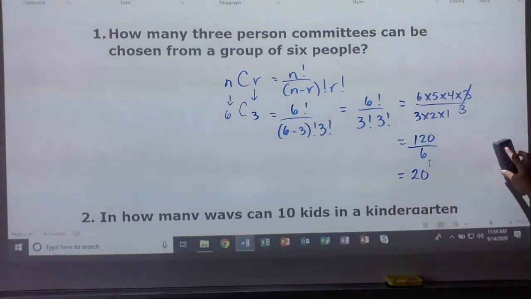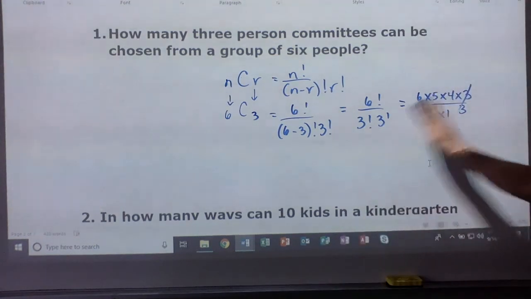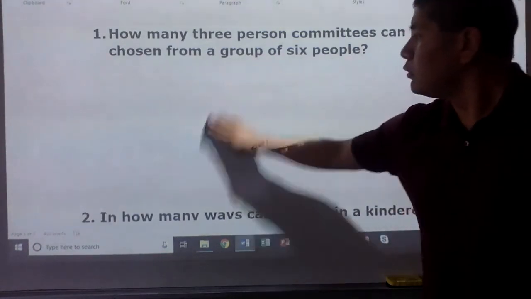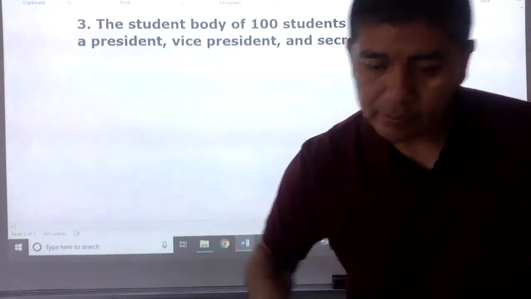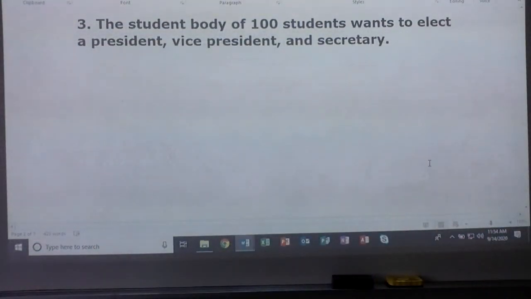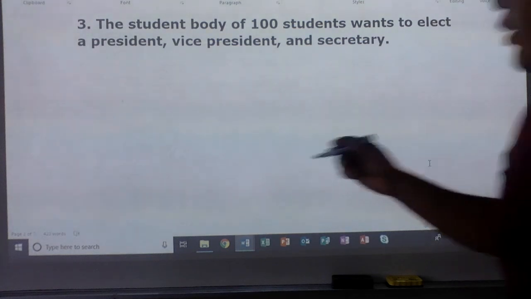Last one. Similar to this now. Let me look for it. That one. Let's see if we can solve it. The student body of 100 students wants to elect the president, vice president, and secretary. Now I have given a value. The upcoming elections, don't you think those people want to be president? When it matters to someone, then the order matters. Someone wants to be president, someone wants to be vice president, someone wants to be the secretary. So when the order matters, I gotta use permutation.